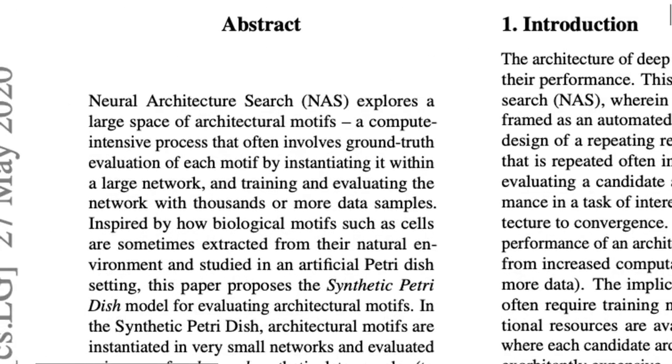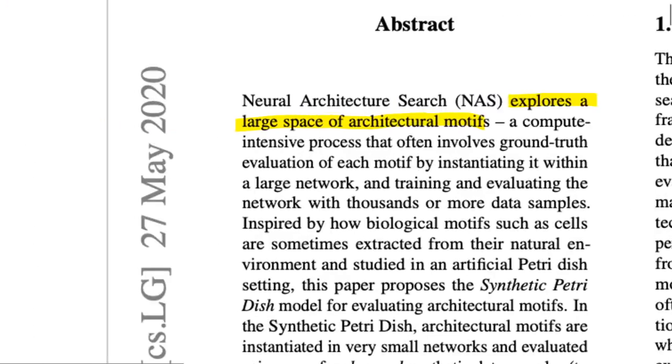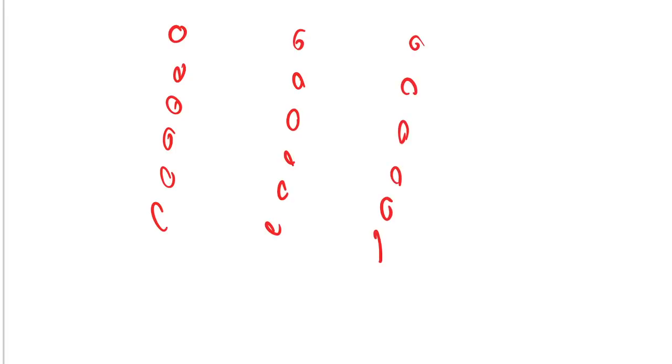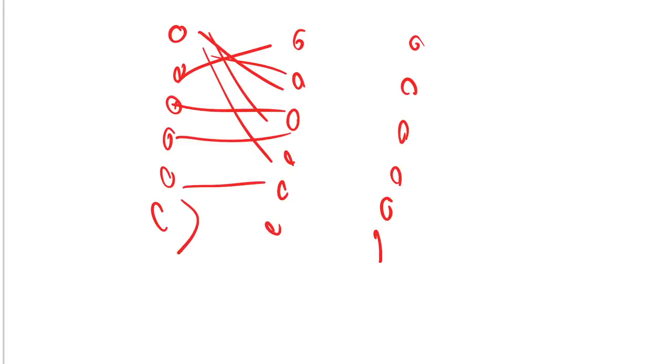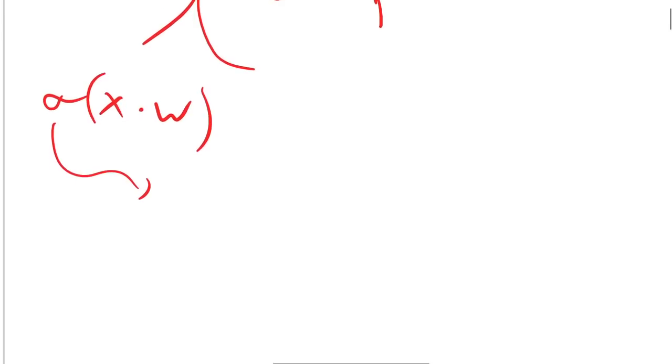So they say in the abstract, neural architecture search explores a large space of architectural motifs. It basically means you want to find a neural architecture. Let's say you have a multi-layer perceptron right here, a couple of layers, and they're all connected by feed-forward weights. Each of these weights is a multiplication of x by your weight w. And then there is a nonlinearity. The nonlinearity could be a sigmoid, which would be something like 1 over 1 plus e to the negative x.